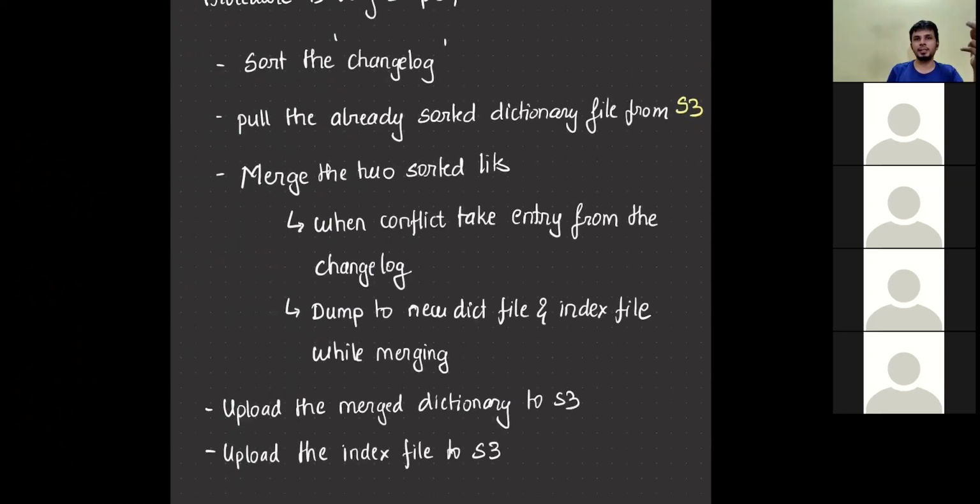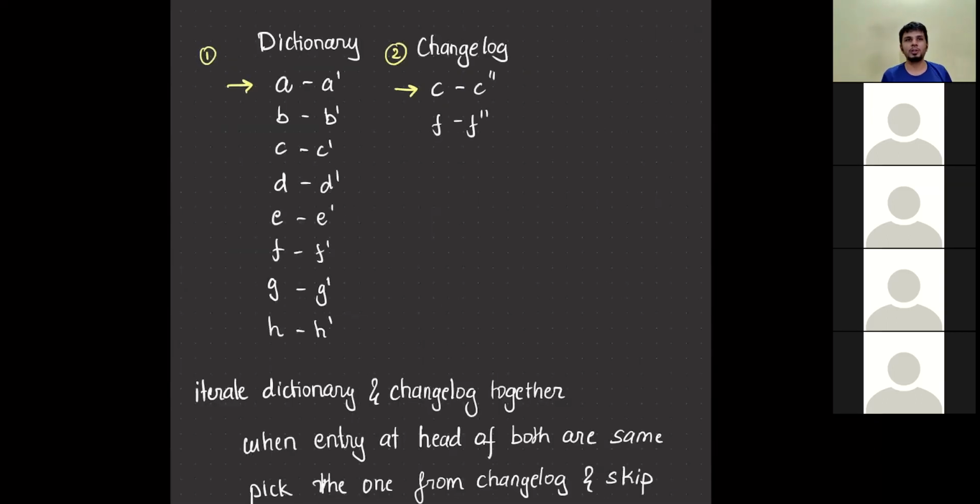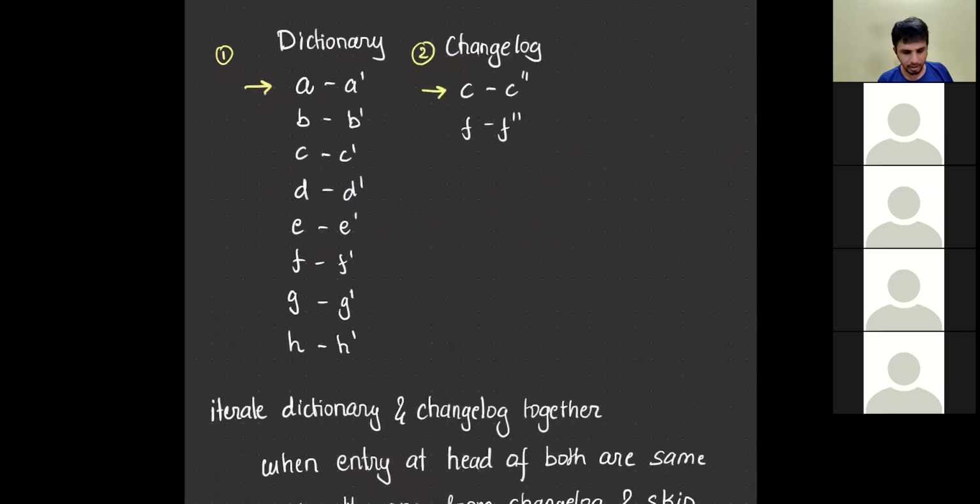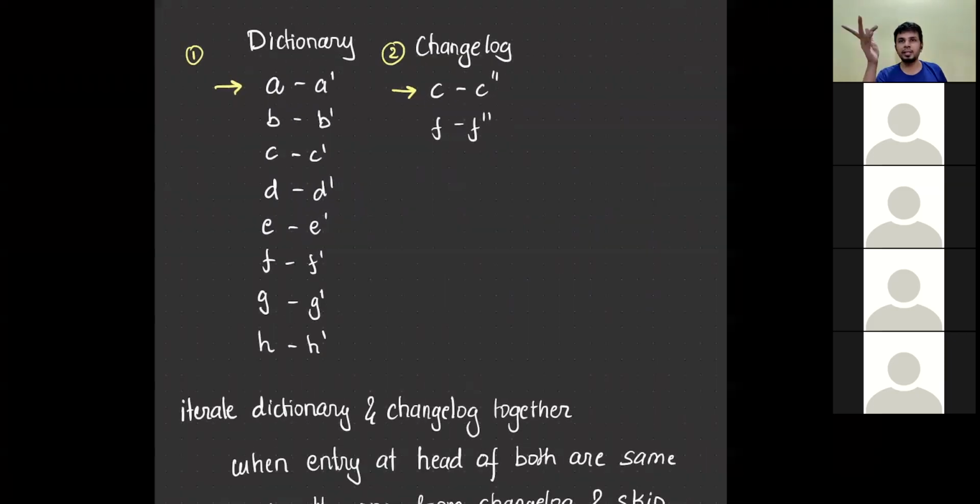When there is a conflict, you take the entry from the changelog and then you move the pointers forward. A very simple strategy to merge the two sorted lists, and then you upload the merged dictionary to S3 and you upload the index file to S3. This way you solve the problem. So this is a crude example of it. How would you do it? Let's say your dictionary was A-dash is the meaning, B-dash is the meaning, C-dash is the meaning, and your changelog says C became C-double-dash and F became F-double-dash.